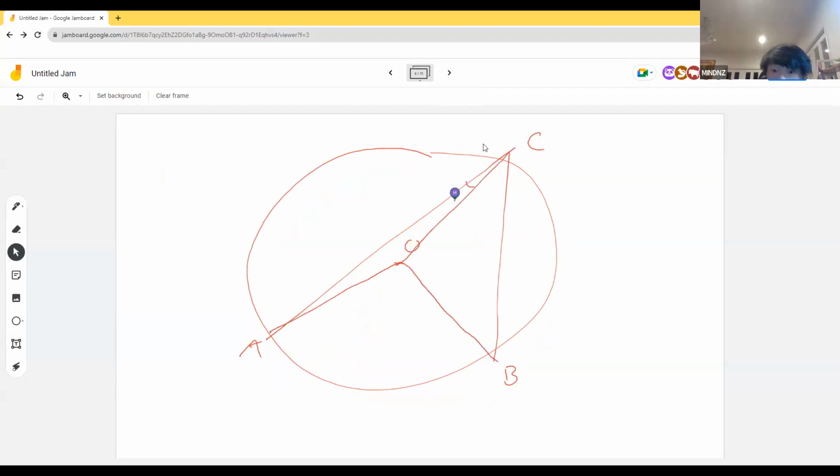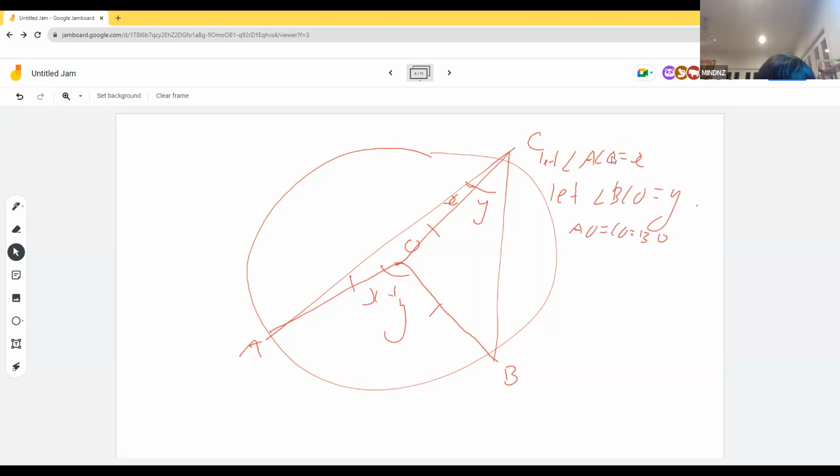Alright, and then most of you did a similar proof to last time, where you did that x and y, and then you got x plus y using some isosceles triangles. However, there's something that you guys did not consider. So in this proof, what did we do? We let angle ACO equal x, and let angle BCO equal y. And we know AO equals CO equals BO because they're radii. So then we know AOC and BOC are isosceles triangles.